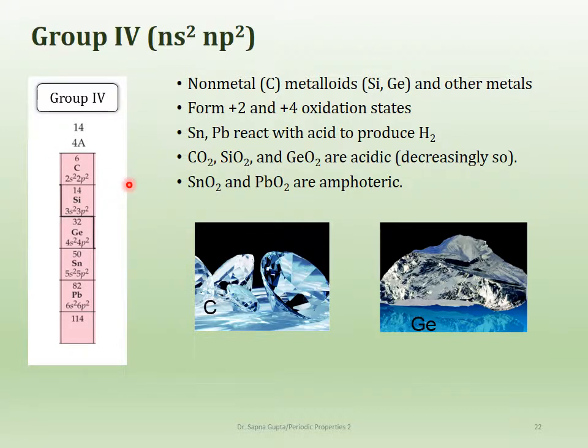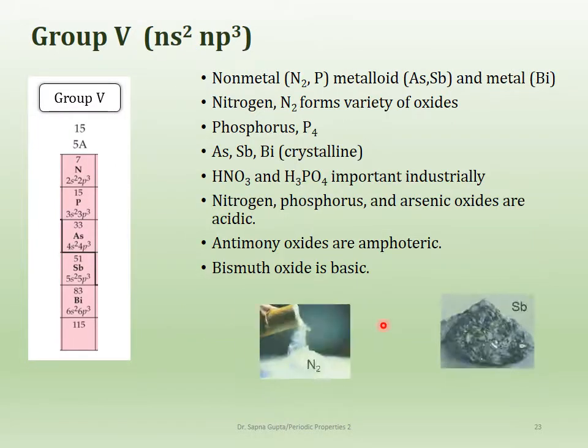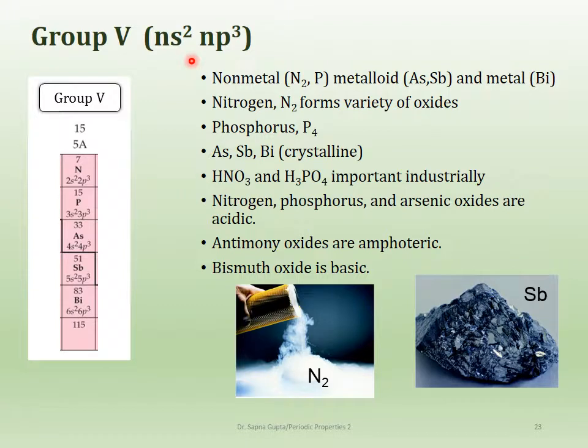The other part about group 4 that is very interesting is, of course, that all of organic chemistry is based on carbon. So that is a very important element as far as chemistry is concerned. Group number 5, again in the P block, ns2 np3. It also has a whole series of non-metals, then metalloids with arsenic and antimony.